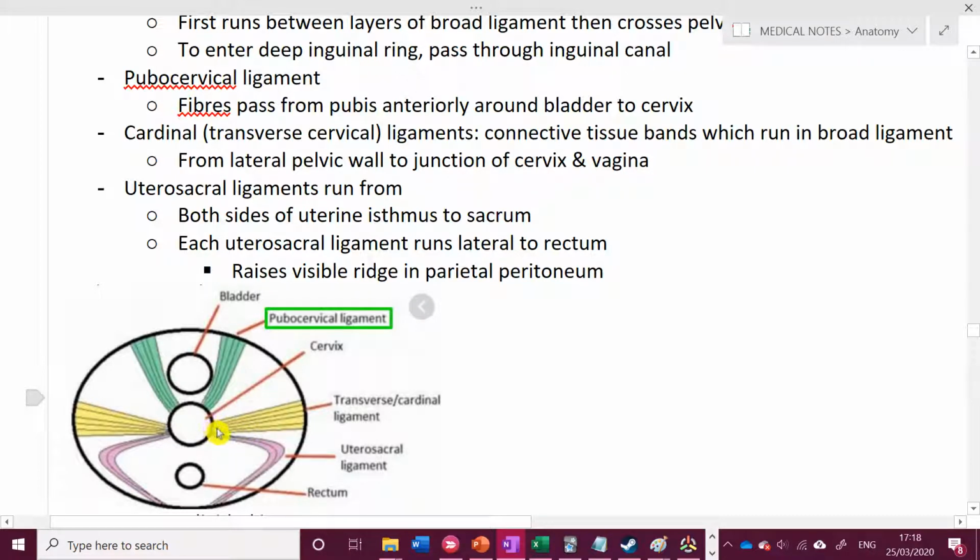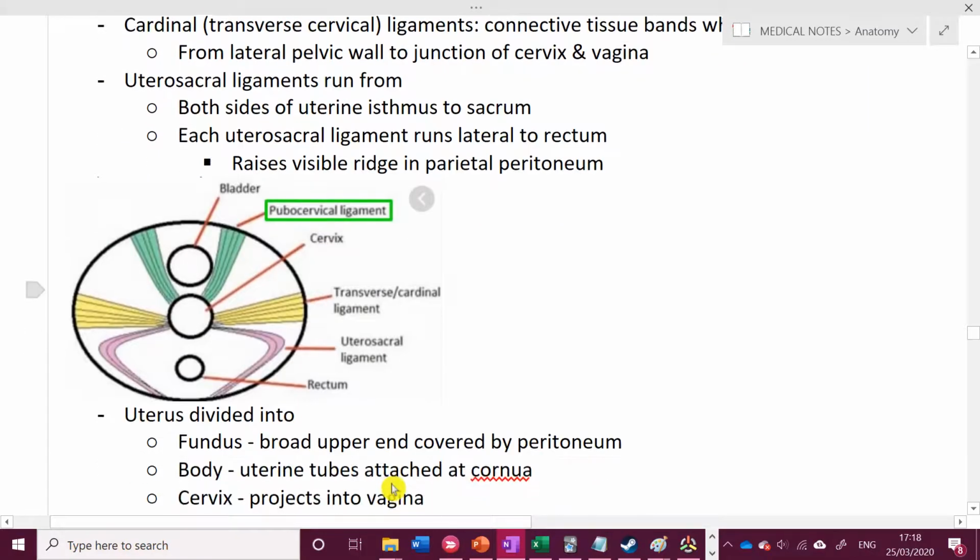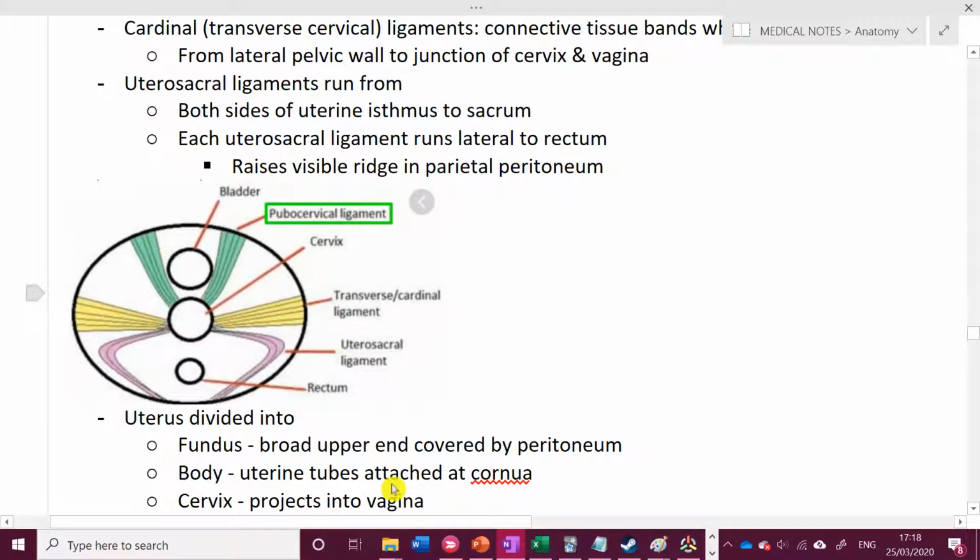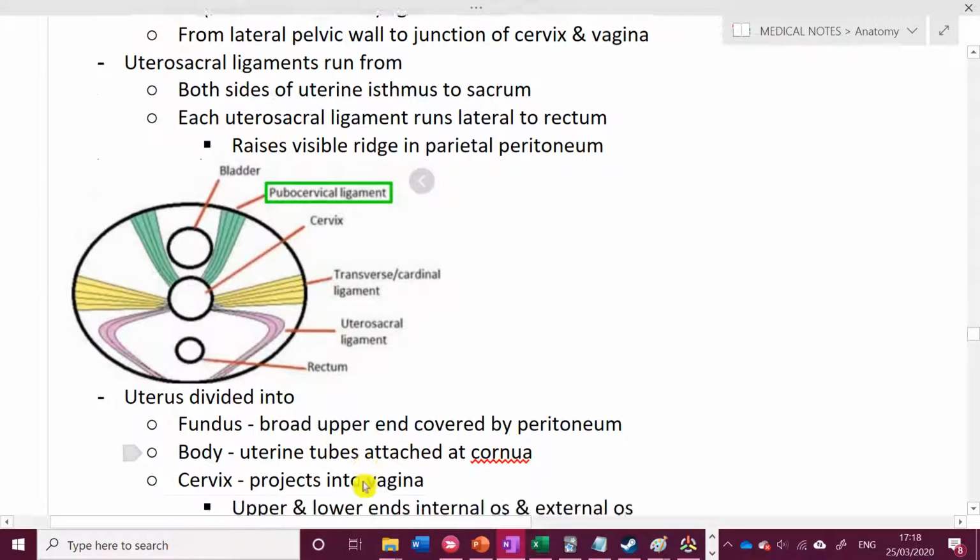The uterosacral ligaments run from both sides of the uterine isthmus to the sacrum. So the uterine isthmus to the sacrum. Each uterosacral ligament runs lateral to the rectum here, and raises a visible bridge in the parietal peritoneum.